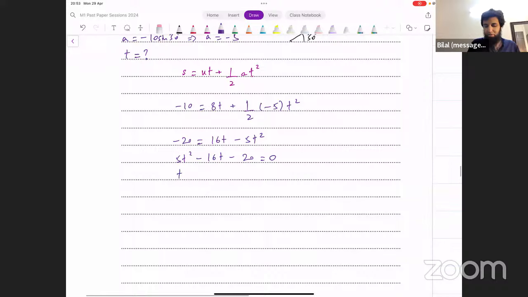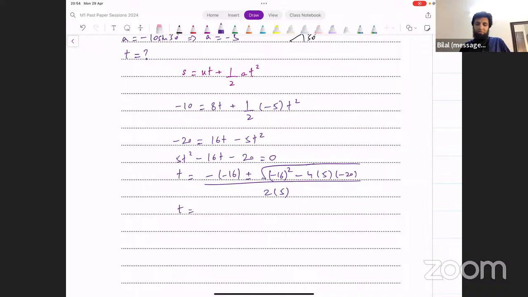So let's input values in the quadratic formula: minus of minus 16, plus or minus the square root of minus 16 whole squared minus 4 into 5 into minus 20, whole divided by 2 into 5. What do we get from this? Now you can write down the answers directly after this. You can see what this turns out to be.